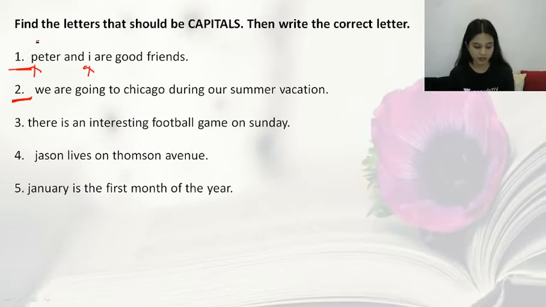Okay, very good, Rohit. Very good. Yes. So W will be capital. Why? Because the first letter of the first word of a sentence will be capital, and Chicago because it's the name of a city. Delhi, Mumbai, Chicago, Ahmedabad. These will be in capital letters. The first letter will be capital. Similarly here, Sunday will be capital. Jason, Thompson will be capital. January, J capital.